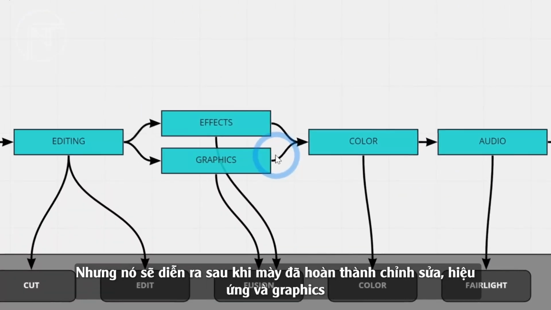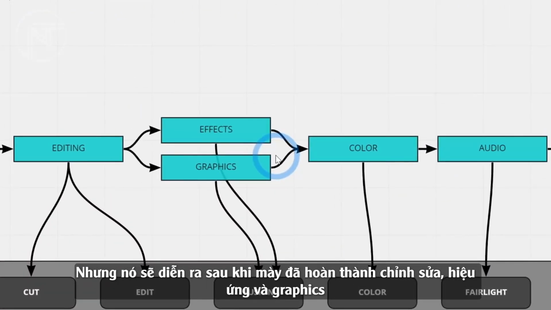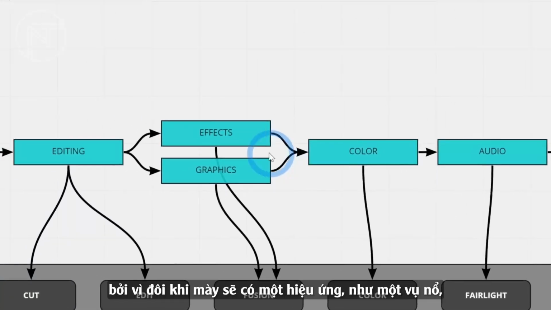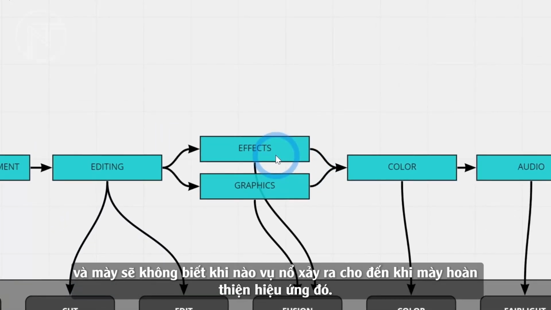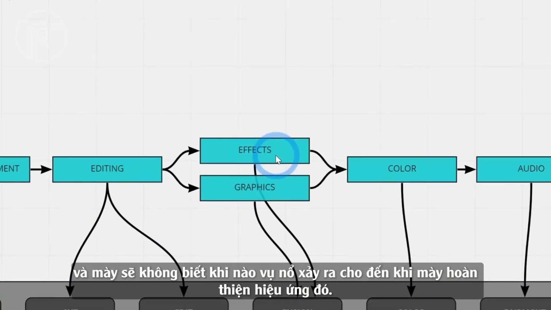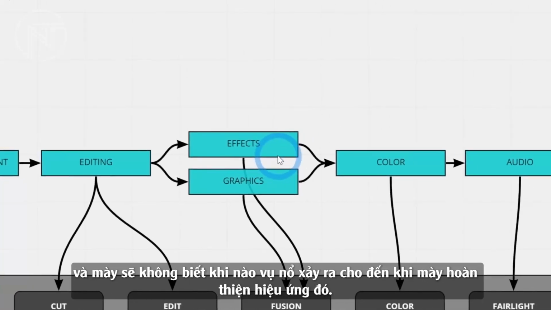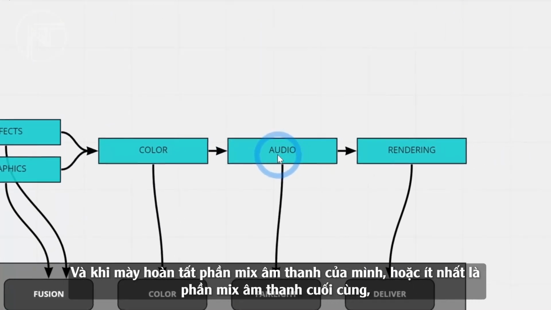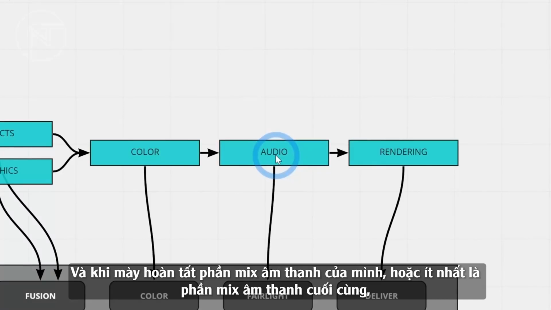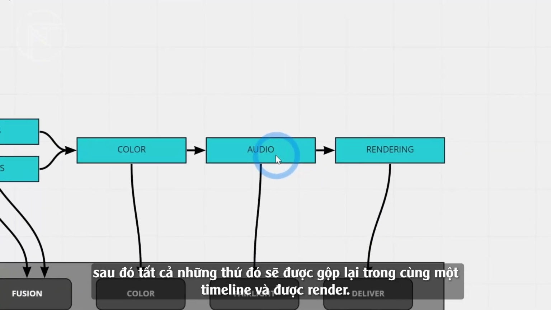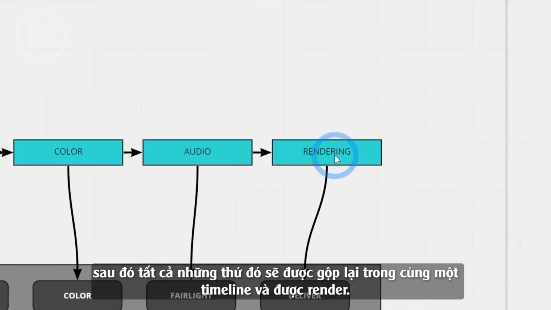It does have to happen after your effects and graphics and editing are done. Because sometimes you'll have an effect like an explosion, and you won't know when the explosion happens until you have the effect done. And so that's when your audio mix, or at least your final audio mix, is finished. And then all of that stuff goes together in the same timeline and it's rendered.